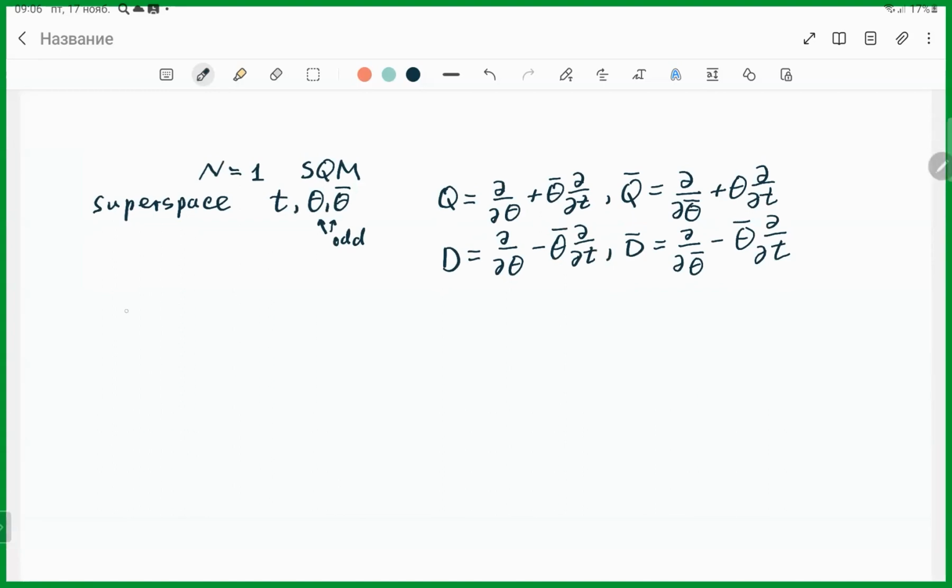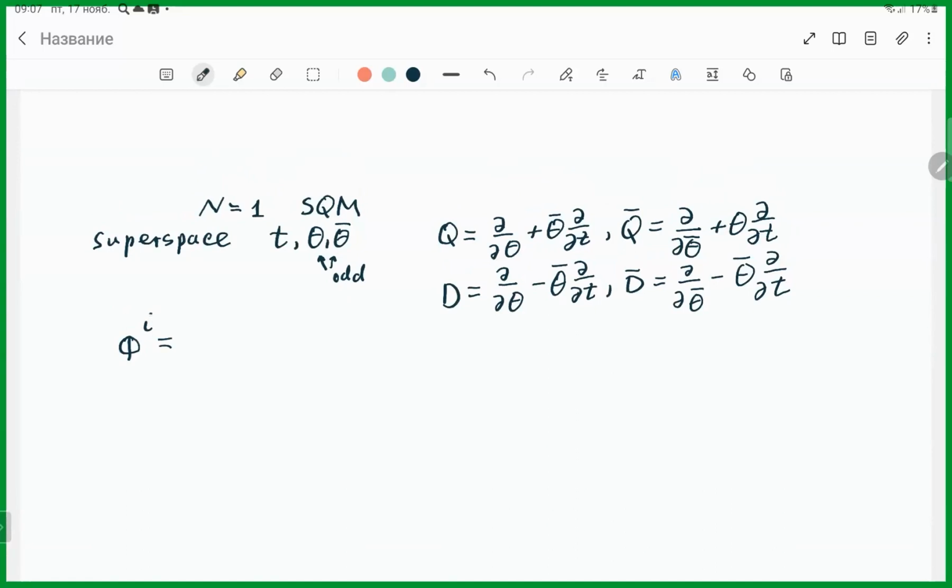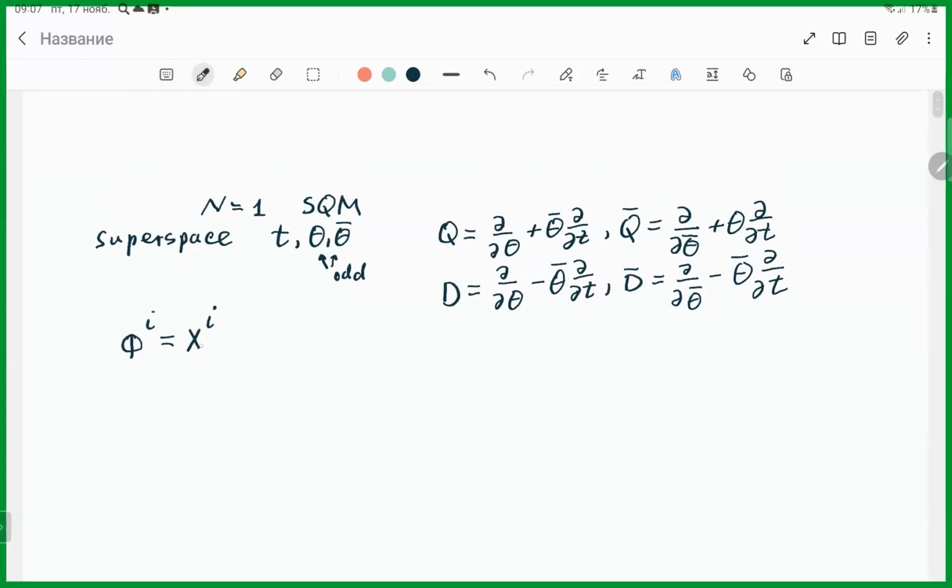We had a superfield phi. And now I'd like to rename the coordinate. Sorry, not the coordinate. Its component that depends only on t and not on theta. It's better to call it x. I'm sorry. No bar here.